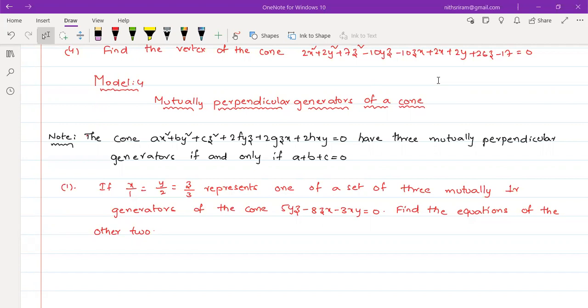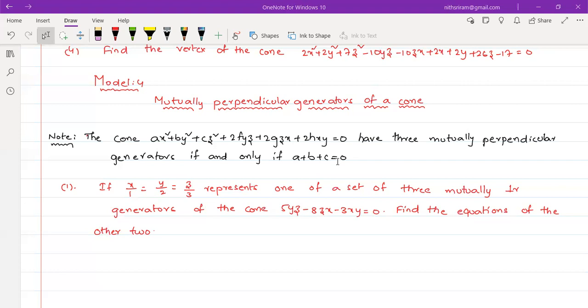Here we are having one note point, that is the cone equation ax square plus by square plus cz square plus 2fyz plus 2gzx plus 2hxy is equal to 0 has three mutually perpendicular generators if and only if a plus b plus c is equal to 0. It means the coefficient of x square plus coefficient of y square plus coefficient of z square, if you add these three coefficients, we have to get 0. Then we say that the given cone has three mutually perpendicular generators.